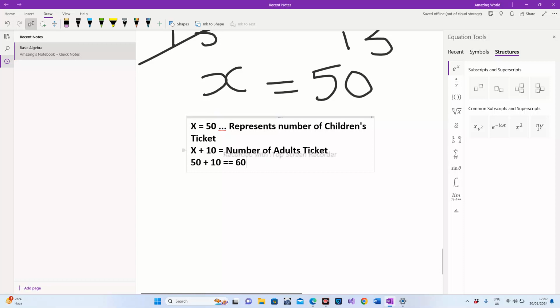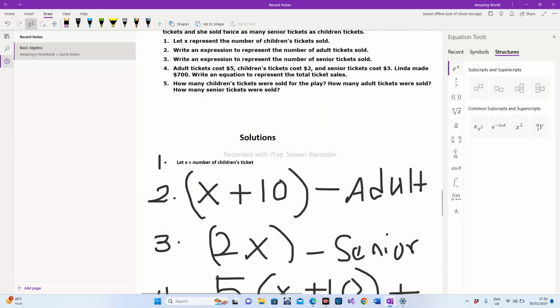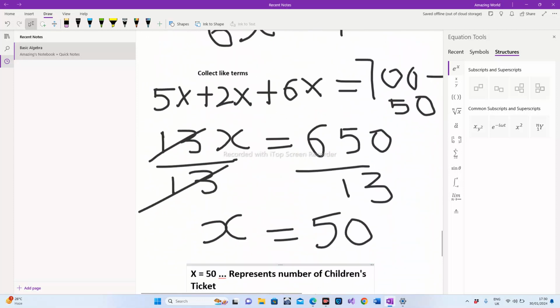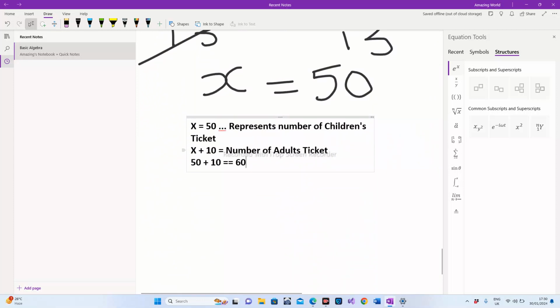We got our x to be 50, which represents the number of children's tickets, and then we said x plus 10, as we solved here, represented our adult tickets. Our x is 50, so that will leave us with 50 plus 10. So the number of adult tickets is 60.